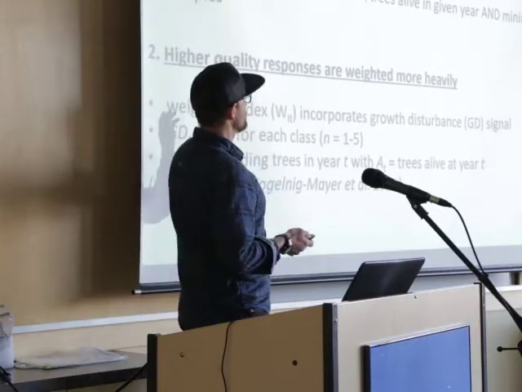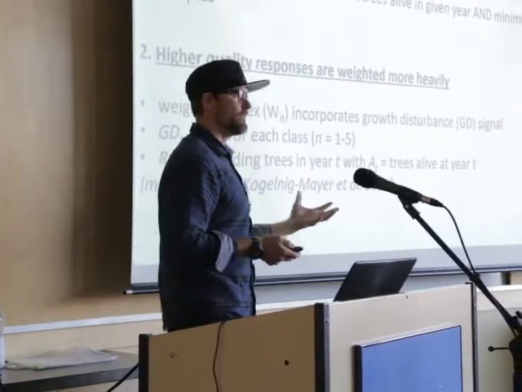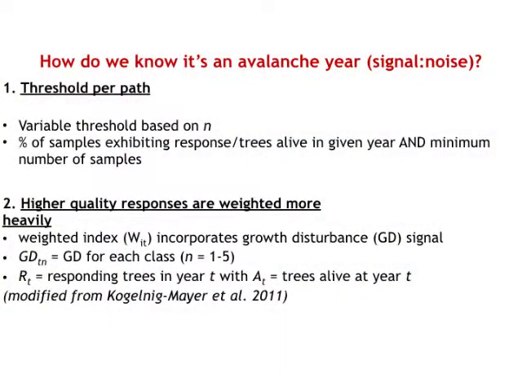And what we're trying to do is figure out the signal. So what is an avalanche year and what is just a bunch of noise? So we do that 2 different ways. We do a threshold per path. So for every given avalanche path, we have a variable threshold based on the sample size of that path. And we take basically the number of trees exhibiting a growth disturbance per trees alive in that given year, and a minimum number of samples in that given year. So that's one way we sort of suss out the lack of trees from far back.